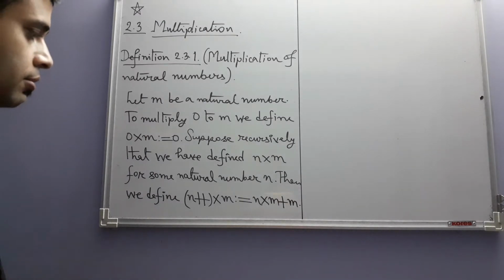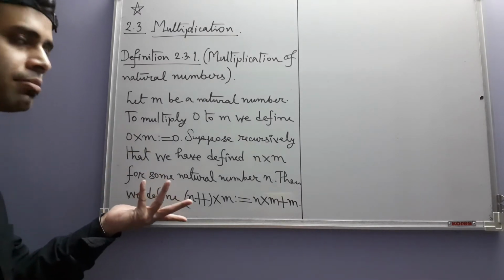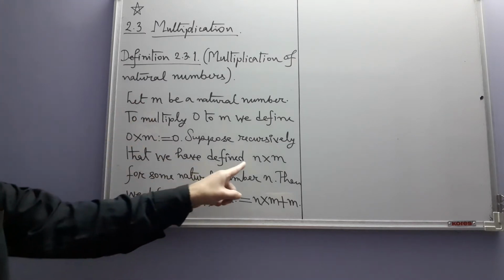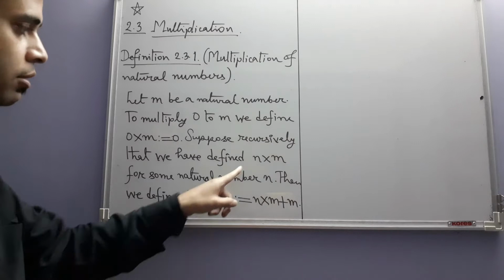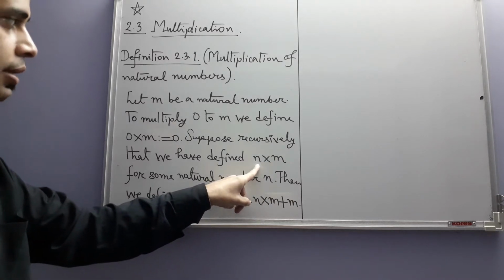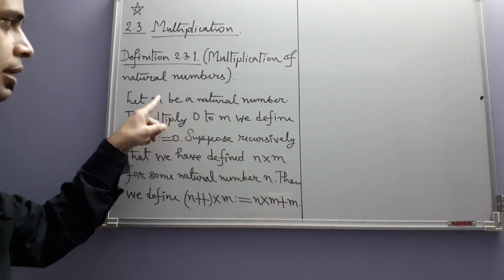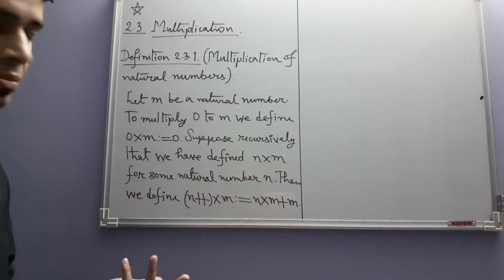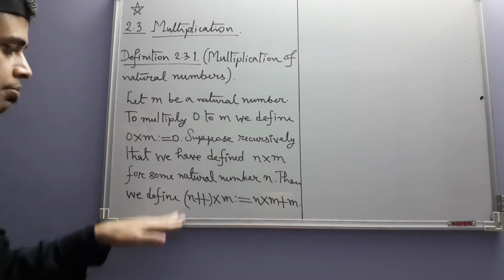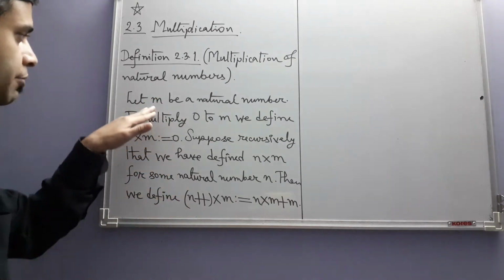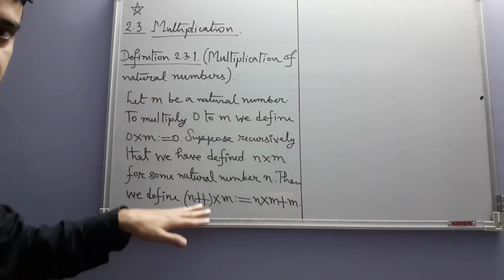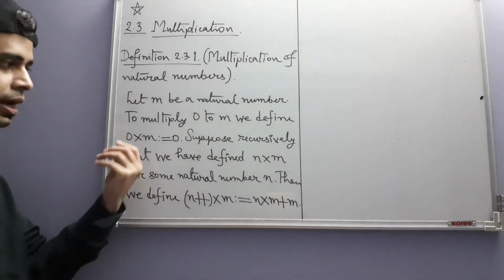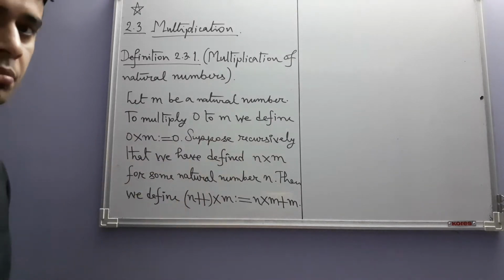Okay, so then by the principle of recursive definitions, we know that n cross m has been defined for all natural numbers n, and since m is any arbitrary natural number, here m can also vary. Of course, to use the principle of recursive definitions, we will have to fix m, that's what we have done. But since the thing is true for every m, we have n cross m for all n and m.